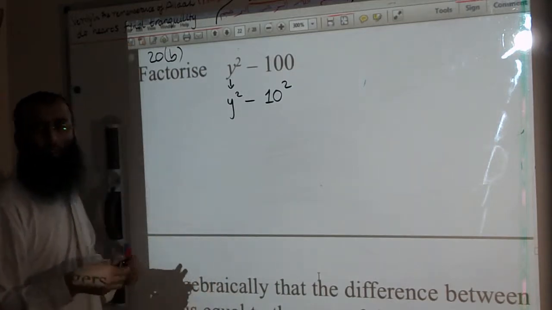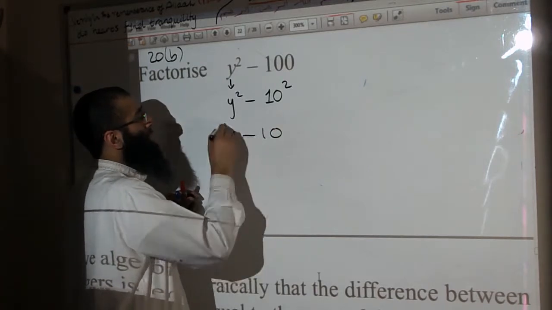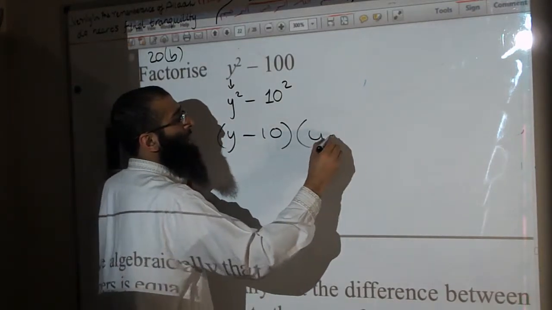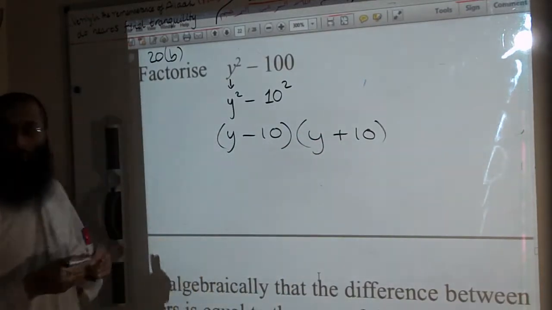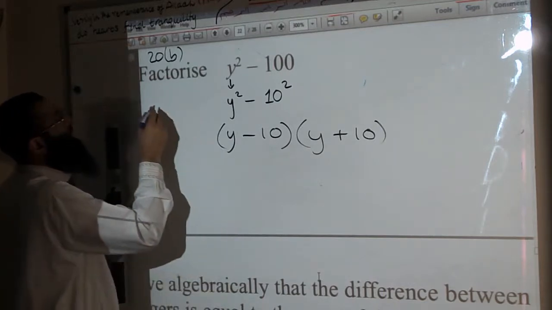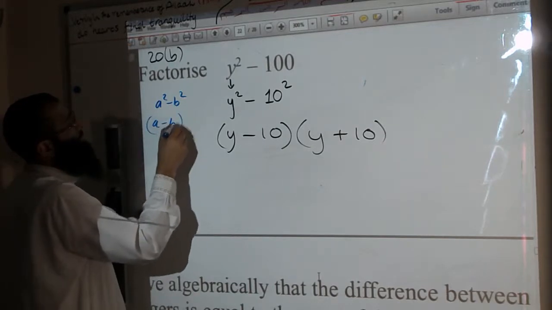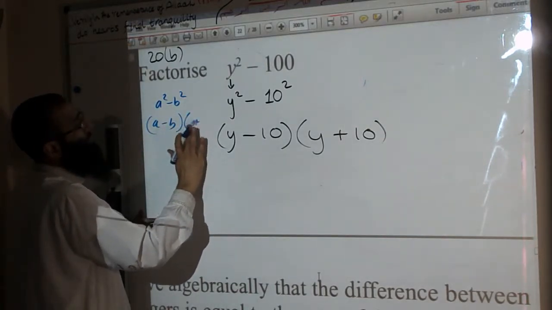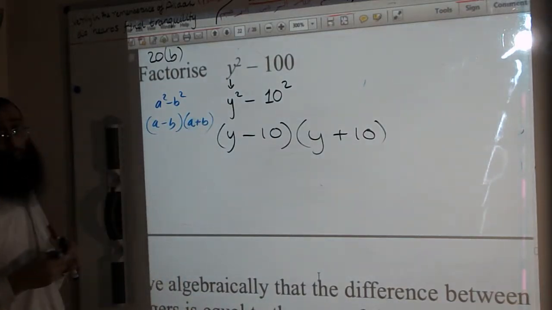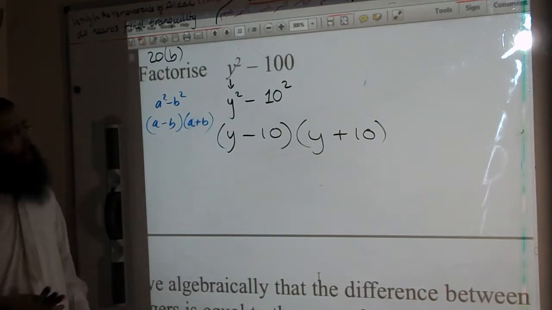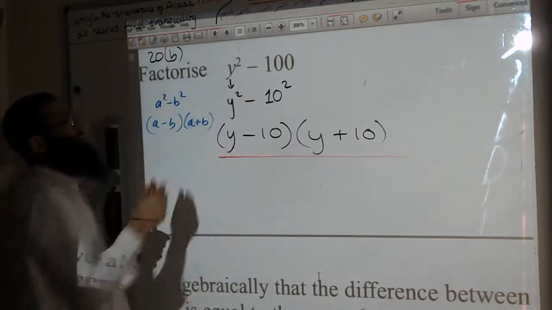Now, when we put them into our answer, what do we get? We copy the y down, minus 10, and then we copy the same thing again, but we make the minus into a plus. If you look at the algebra for it, a squared minus b squared will factorize like this. And that's done, that's finished. It says factorize it, we've done it. If you were to multiply this out, you get exactly y squared minus 100.